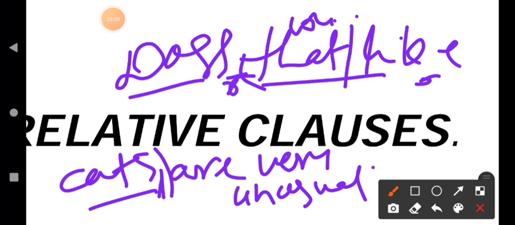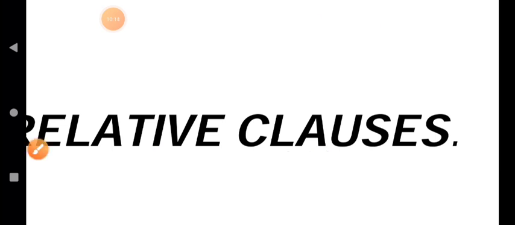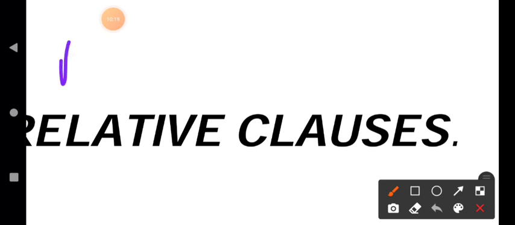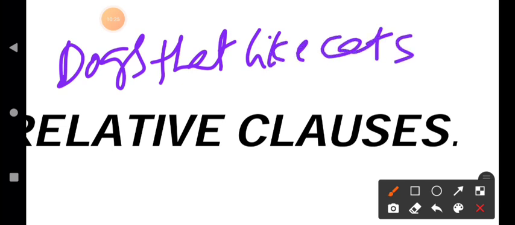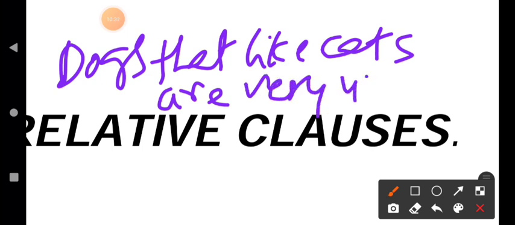In this defining relative clause sentence, what do we understand? I will write it again, my dear students. Dogs that like cats are very unusual. They are very rare. Dogs and cats are very opposite. They are rivals. They are enemies.